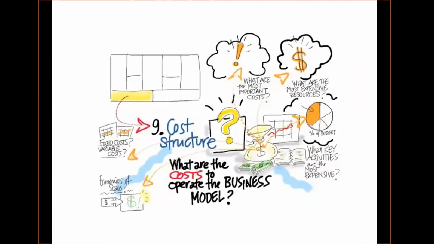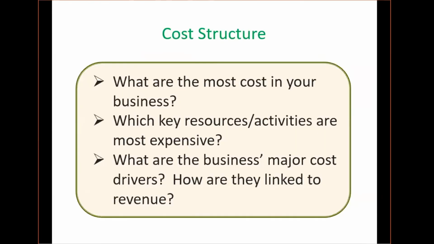And last but not least is the cost structure. What are the costs to operate the business model? The fixed cost, the variable cost, everything. So what are the biggest costs in your business? Which key resources or activities are most expensive? What are the business's major cost drivers? How are they linked to revenue? And at the end of the day, of course, revenue must be more than the cost. Otherwise, we won't be in business long.